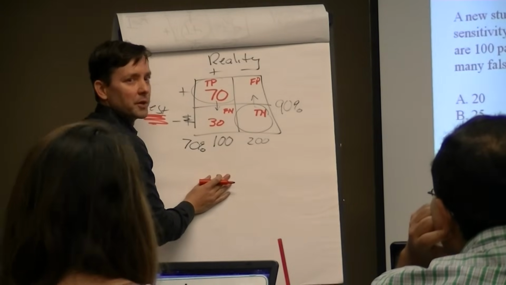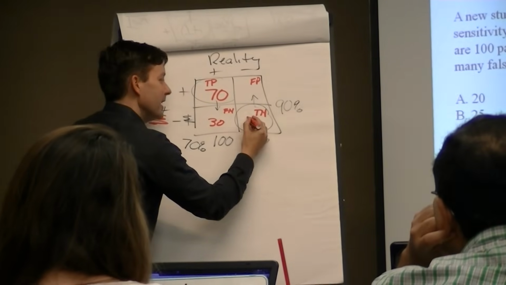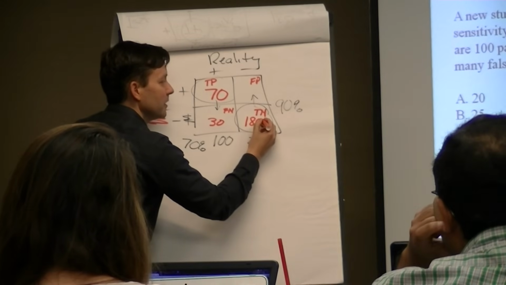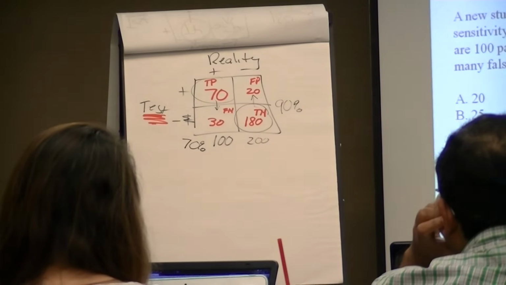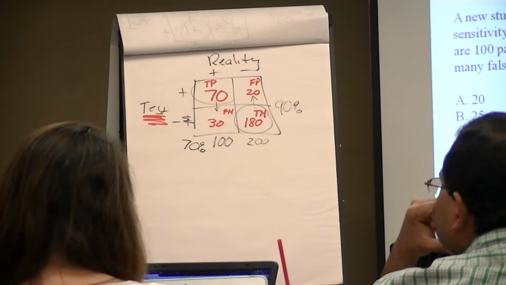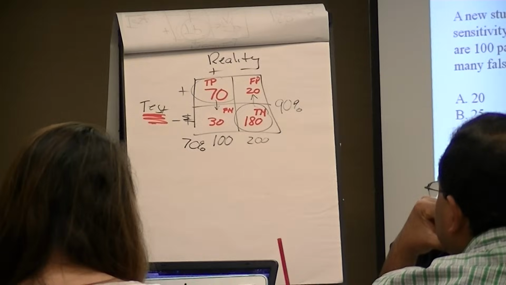I know, you wish they would have used a better number, like 100. Yeah, 180. Very nice. So what number goes here? 20. You gotta work backwards. But if you know that basic 2x2, they can give you this stuff.